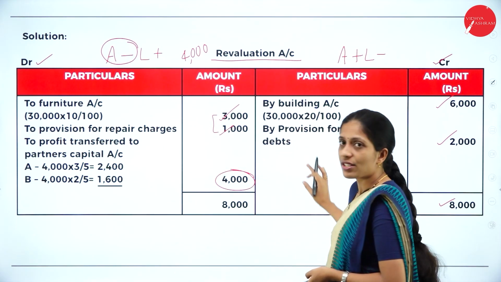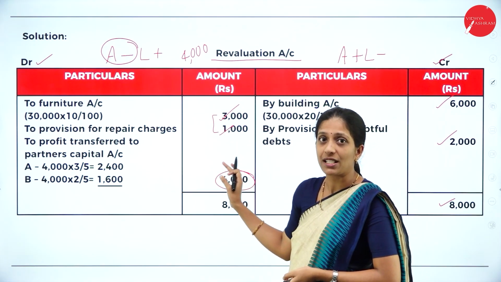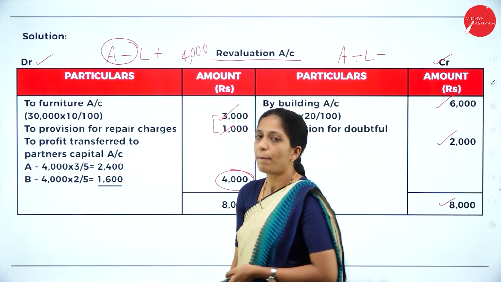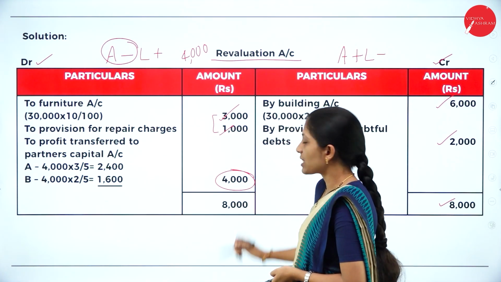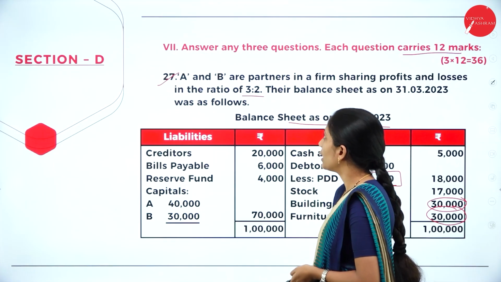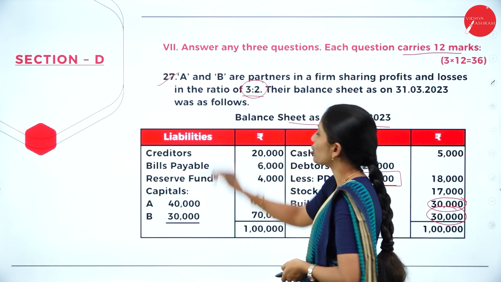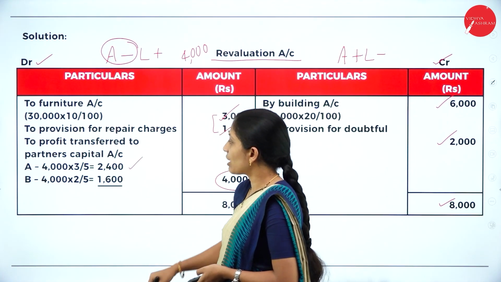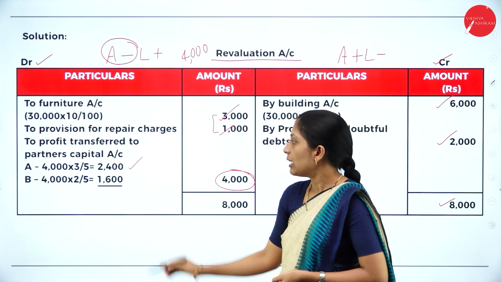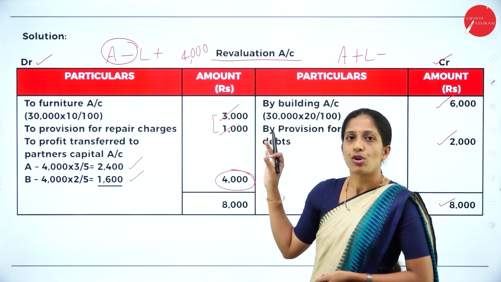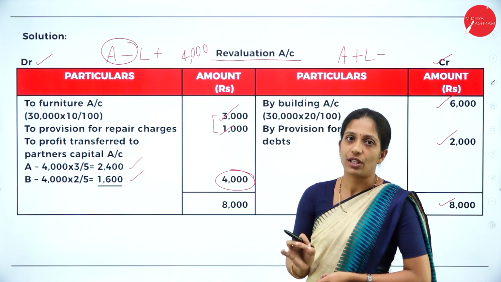So now your credit side was more than debit side, which means that it is profit. So how do you write? To profit transfer to partner's capital account. What was the profit? 4,000. 4,000 into, they have given the ratio in the question itself, 3:2. So you have to distribute that. So 3 by 5, you will get 2,400. Again for B, 4,000 into 2 by 5, it is 1,600. So hope you are clear with your revaluation account.